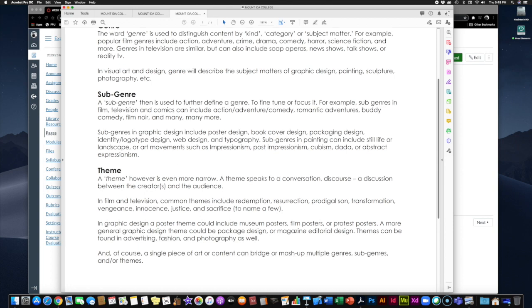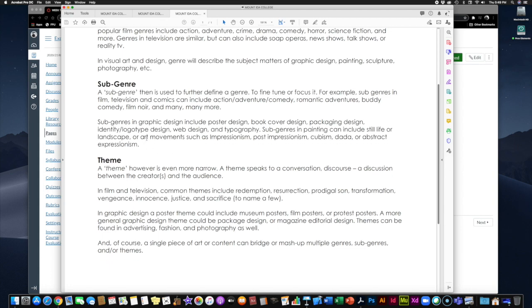Now, if we're talking about graphic design, a subgenre of graphic design could be poster design or book cover design, package design, identity systems, web design, or typography. These are specific areas of design that help to further narrow down what it is that is being designed. If we're talking about fine art like painting, a subgenre of that could be still life or landscape. There are various art movements that have happened over the years, such as Impressionism, like Claude Monet's work, or Post-Impressionism, Cubism, Dadaism, Abstract Expressionism. So all of these are subgenres of the larger genre of painting.